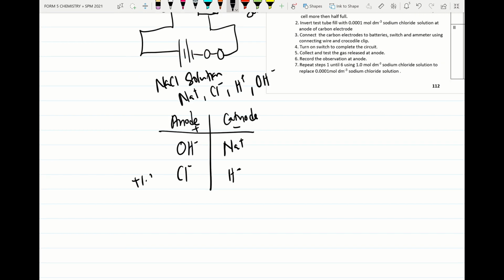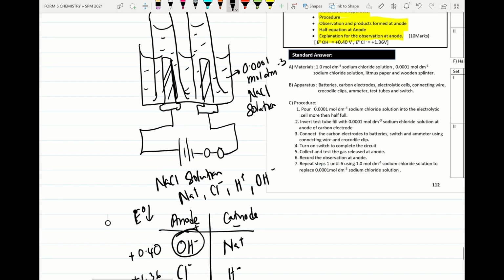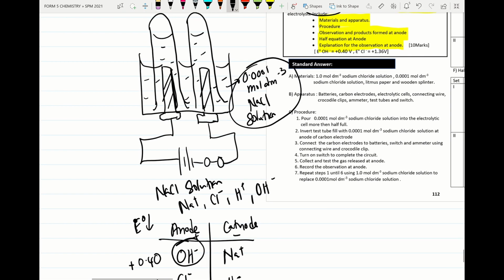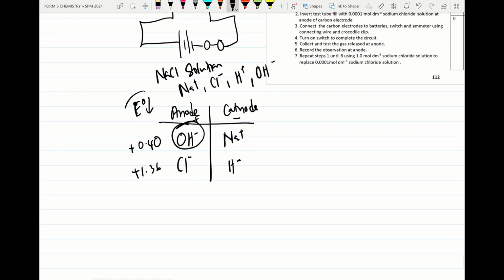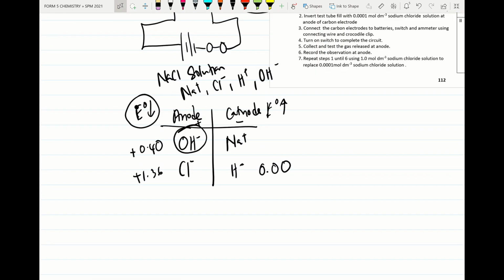For chloride this is positive 1.36, and for hydroxide this will be positive 0.40, sorry. At the anode, always choose the ion with the lower E naught value, so this ion will be chosen. Please remember, if dilute, this is under factor 1, so we should use the E naught value. At the cathode, always choose the higher E naught value. The E naught value of hydrogen ion is 0.00, and the E naught value of sodium ion, please remember, is negative 2.71. Always choose the higher E naught value, so at the cathode we will get hydrogen ion discharged.